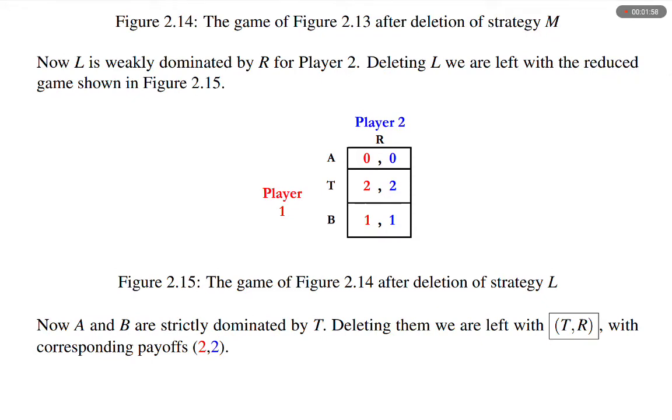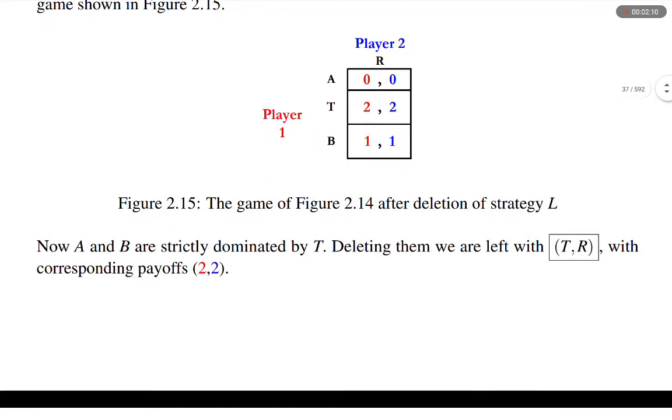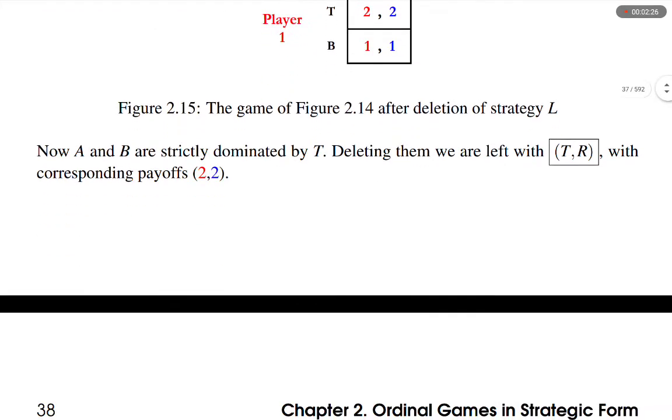Now L is weakly dominated by R for player 2. Deleting L, we are left with the reduced game shown in figure 2.15. We have a 3x1 game where player 1 has A, T, B, and player 2 has R. And the payoffs are 0, 0, 2, 2, 1, 1. This is figure 2.15, the game of figure 2.14 after deletion of strategy L.